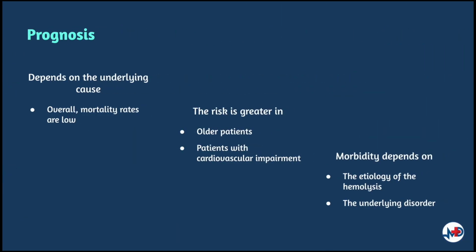The prognosis for patients with hemolytic anemia depends on the underlying cause, and overall mortality rates are low. The risk is greater in older patients and patients with cardiovascular impairment, and the morbidity depends on the etiology of the hemolysis as well as the underlying disorders such as sickle cell anemia or malaria.